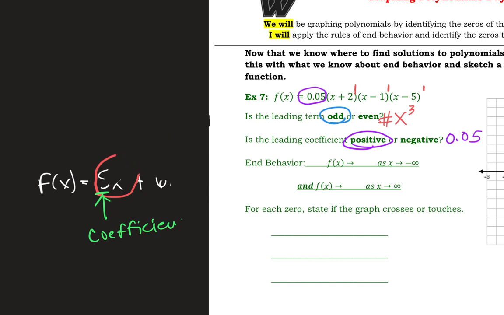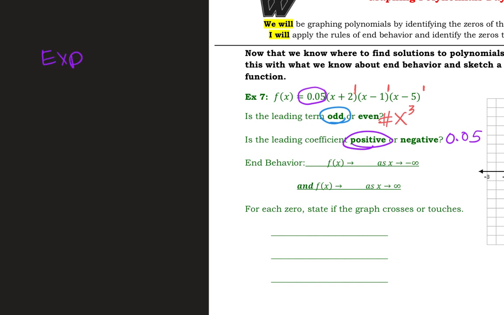Let me erase all this real quick. So let's talk about end behavior. In end behavior, you're going to look at your exponent and decide, is this odd or is it even? Reminder that your evens are 2, 4, 6, 8. Your odds are 1, 3, 5, 7, and so forth.